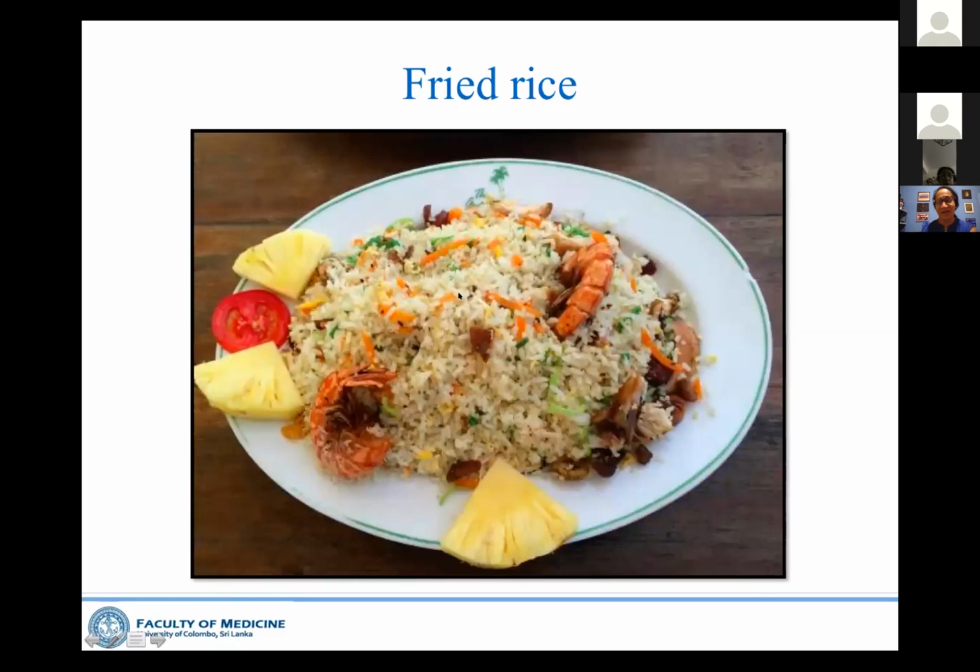So not only for red rice and pasta, you can do it even for fried rice. Of course, it contains a little more calories, but if you eat fried rice like that with chili paste or some gravy, you end up eating only rice.